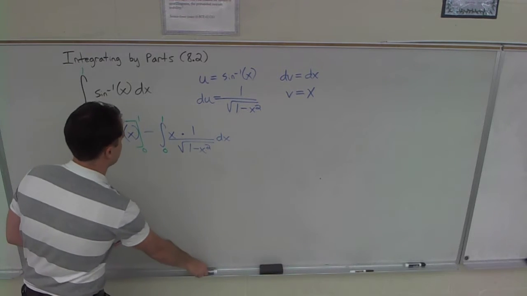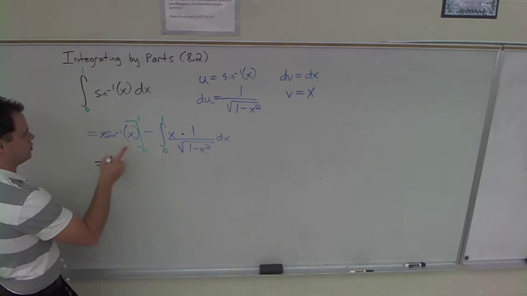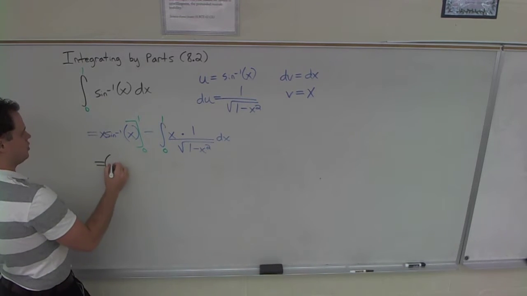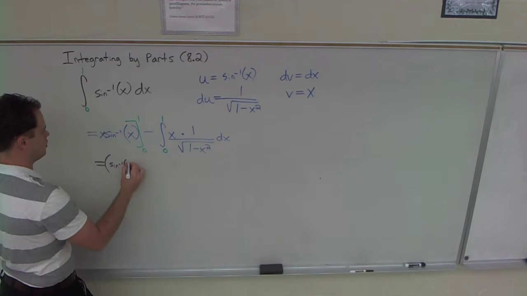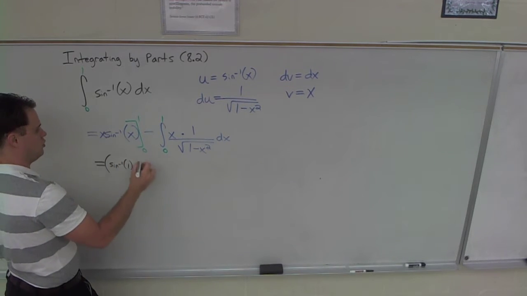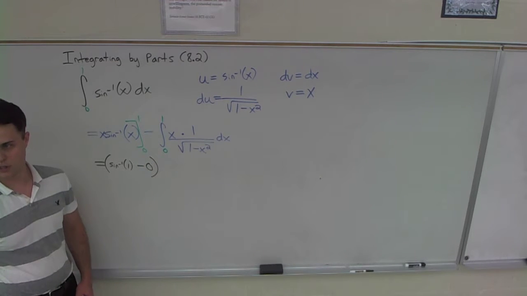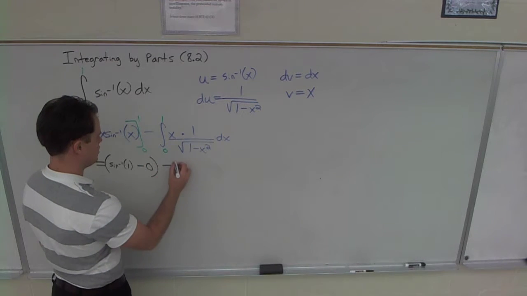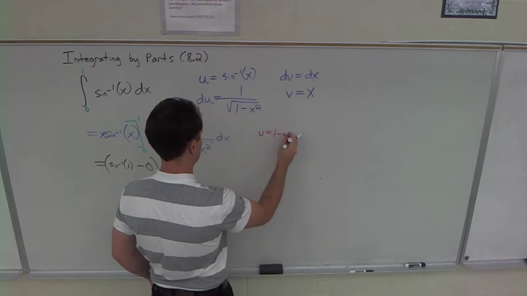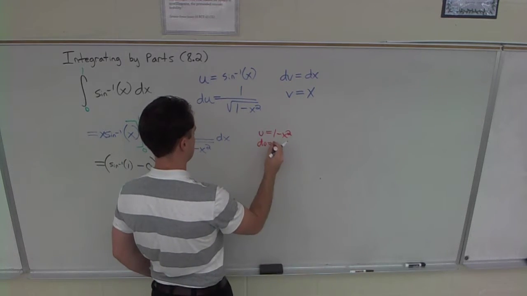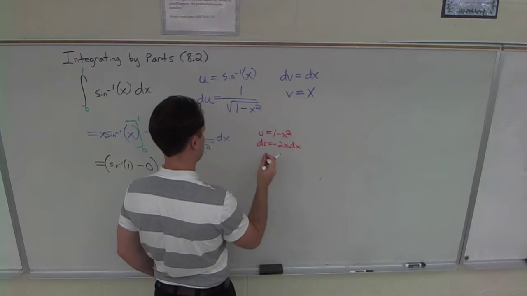You guys already told me how to do this integral, so let's do it. Well, let's do this part first. So that's going to be 1 times inverse sine of 1. We'll figure that out in a second. Minus 0, right? Minus this integral, which you guys said is a u sub, so 1 minus x squared, du is negative 2x dx.